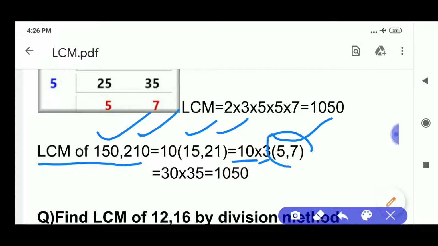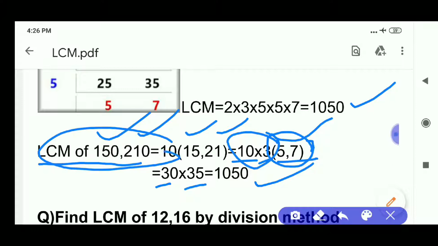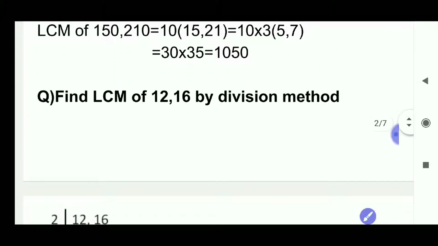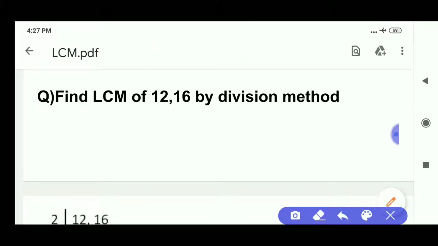Both are co-prime numbers. So simply multiply. 10 into 3 is 30. 7 into 5 is 35. So it is 1050. Observe, same answer. This is not another method. The style of solving this problem is a little different. That's all. Now find LCM for 12, 16 by division method.